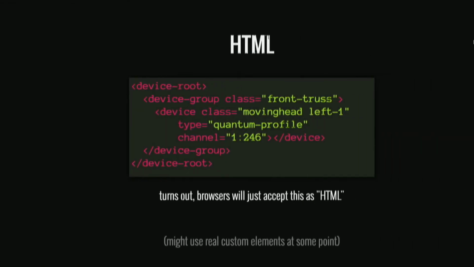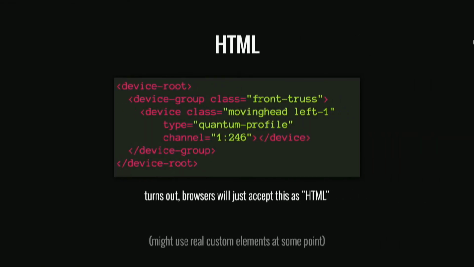So how does all that work? The first thing is HTML. This is pretty easy. I have a device, and a device group that is used to logically structure these device elements. They have a channel attribute and a type, and nothing to worry about. Browsers will simply accept that as HTML, and they can already apply styles to that. So I can just drop it into my page and start styling this with CSS.